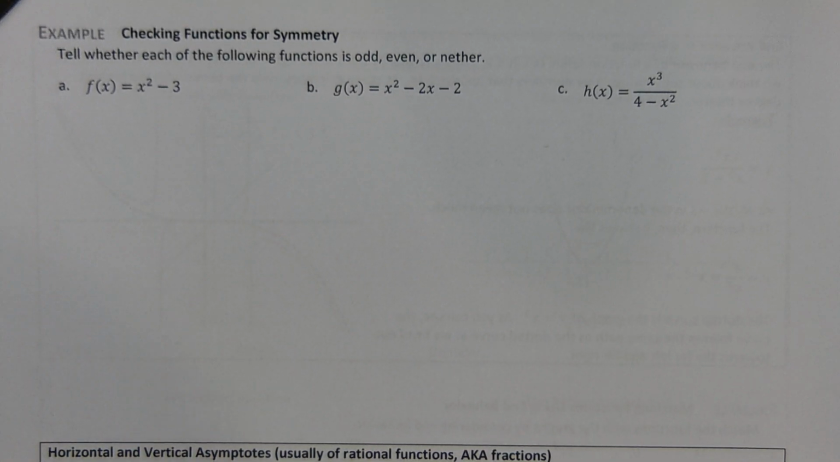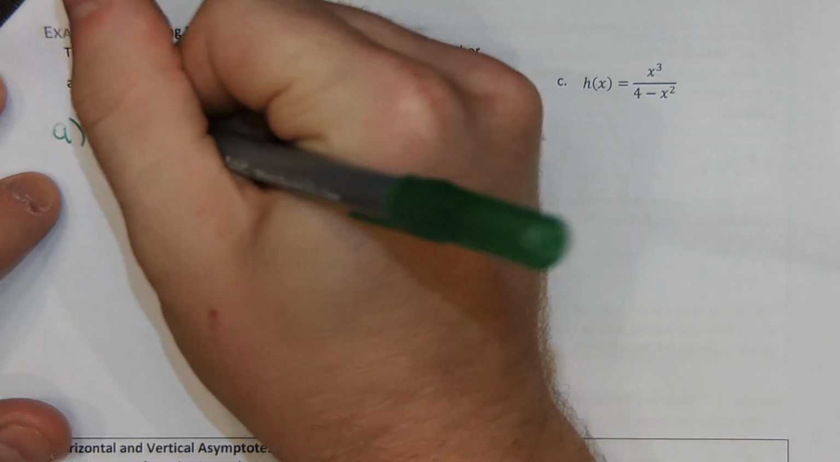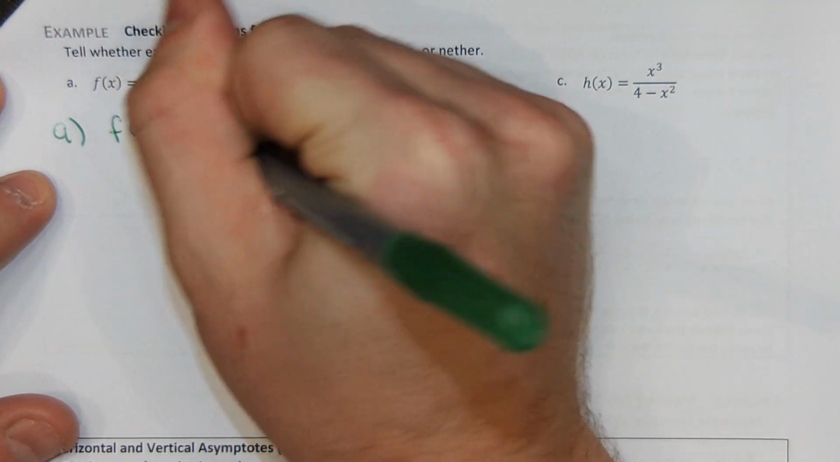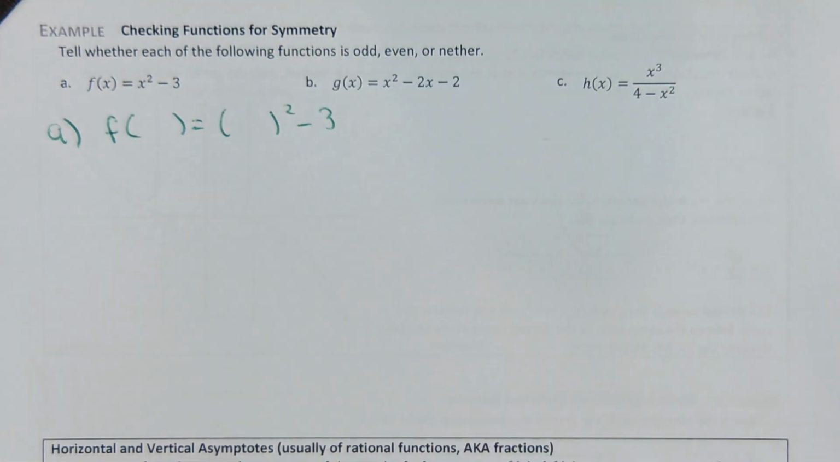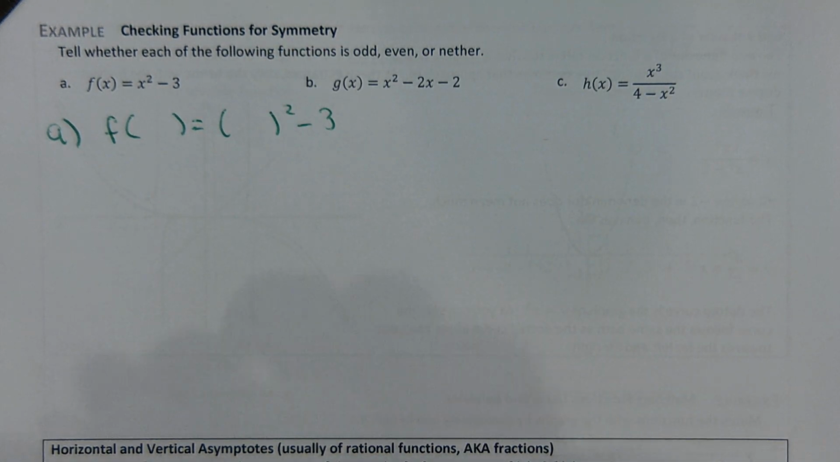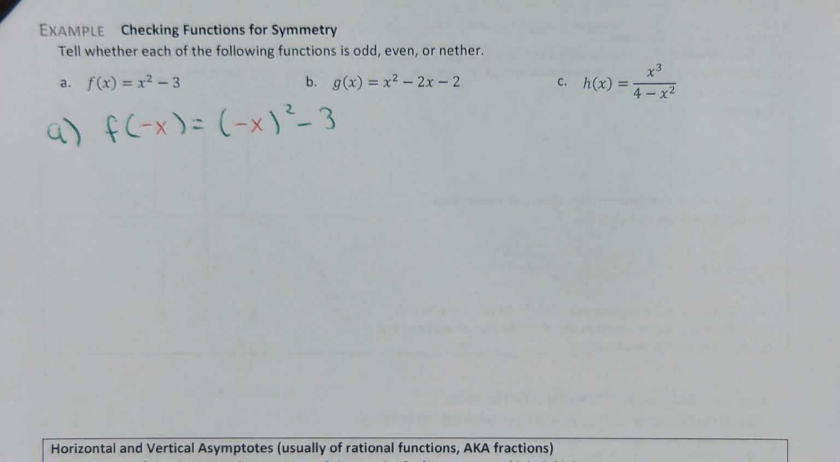So these three examples right here, and then we call it quits. Tell whether each of the functions is even, odd, or neither. And you go, okay, well, both tests of symmetry involve me plugging in -x. So let's see, for A, we'll do A in green. Let's check f of -x. Everywhere there was an x, I'll plug in a -x. And then we'll simplify.